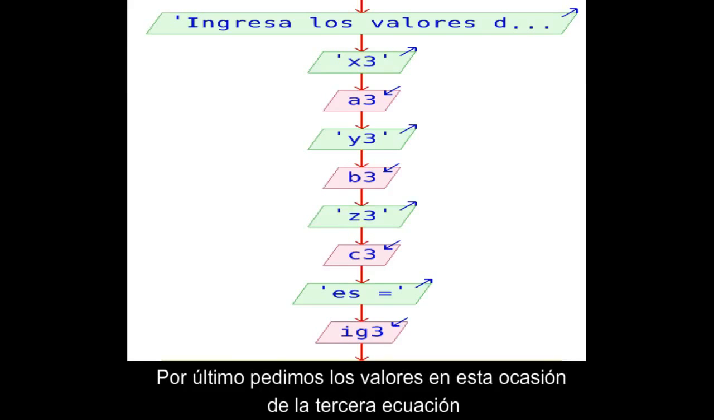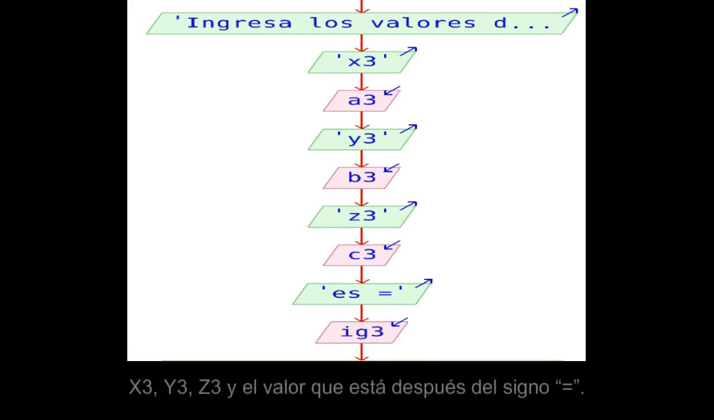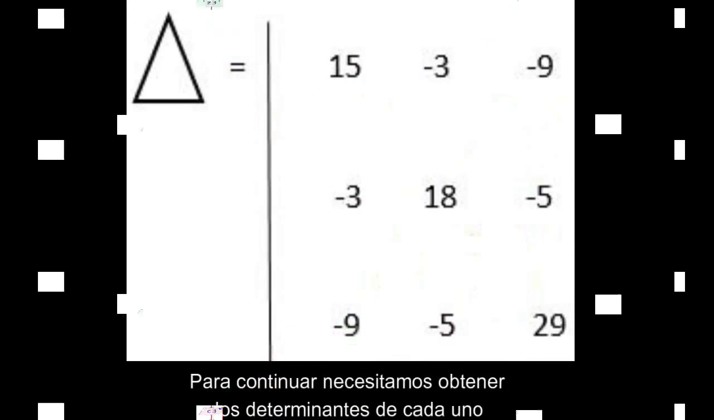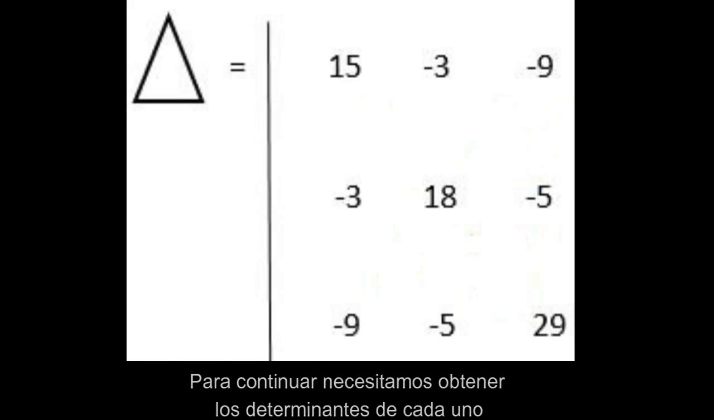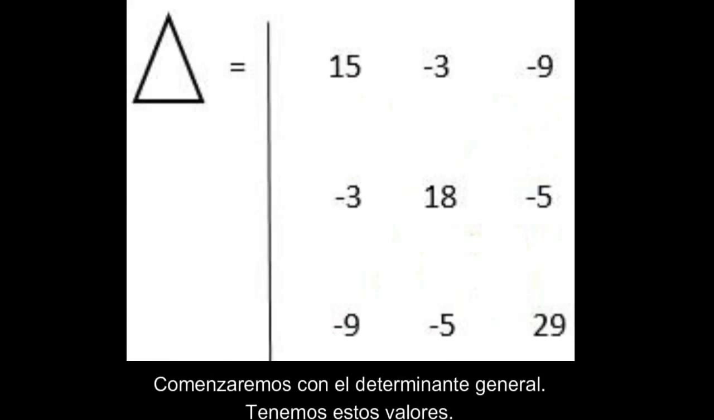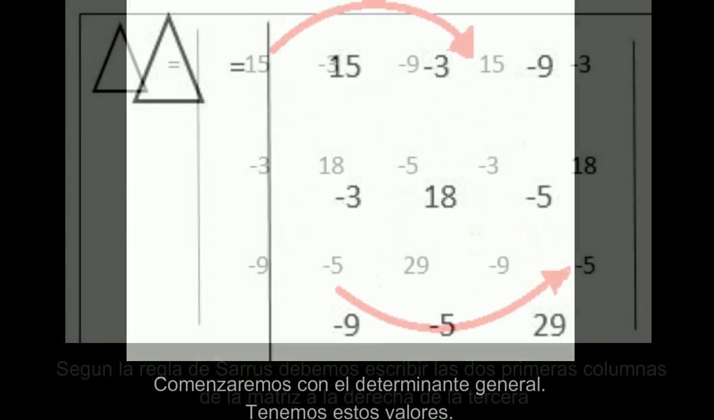Finally, we ask for the values of the third equation: x3, y3, c3, and the value after the equal sign. We need to get the determinant of each one. We begin with the general determinant, according to the values.